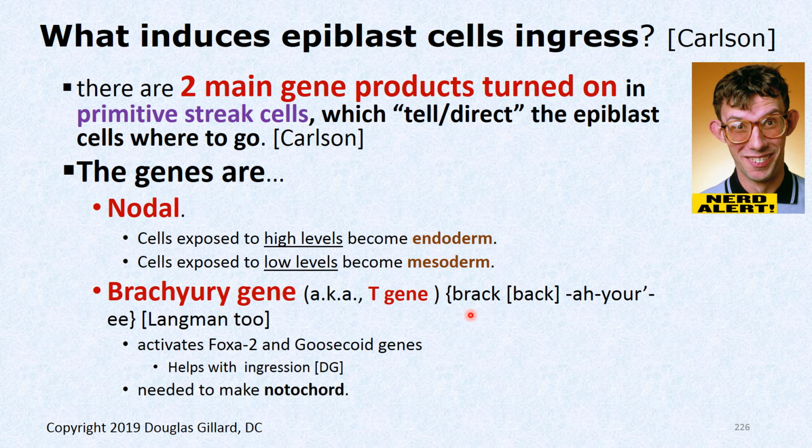Then there's one called brachyury. Am I saying that right? Brachyury, or you can call it the T gene or the brachyury gene. That's super important as well. It helps with ingression, kind of programs the cells to migrate. It's also really important to make the notochord. So if you get mutations in any of the genes that make this, you will have a terribly mutated fetus because of this.